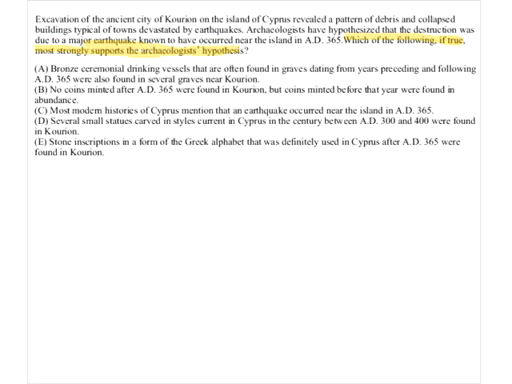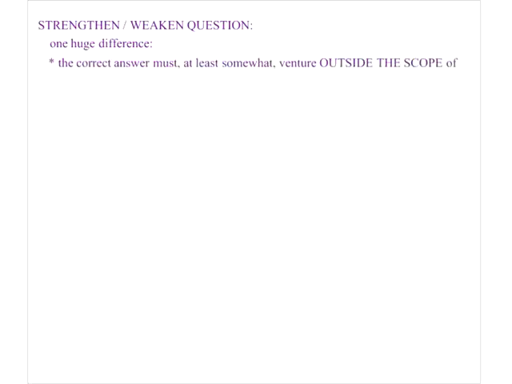Okay, let's start taking a look here. This is a strengthen and weaken question. Now, let's have a discussion of this really quickly, then we'll move back to the question. All right, so when you have a strengthen or weaken question, one huge difference is that the correct answer must, at least somewhat, venture outside the scope of the immediate argument, i.e., introduce something new.